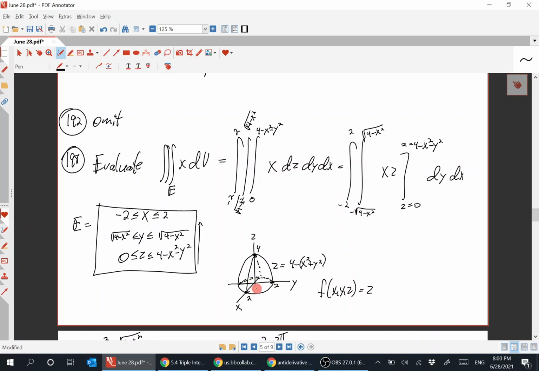For every point of so much density here, like the density right here is 2, or f of x, y, z is x. So the density right here is 2. The density right here is like 1 over root 2. But the density over here is negative 2, and the density over here is negative 1 over root 2. So you have this region of positive density and a region of negative density that are the same. This positive mass and this negative mass cancel each other out.